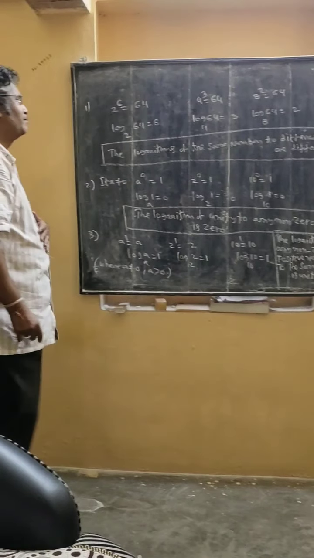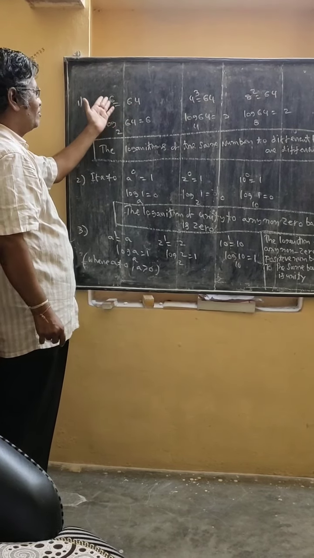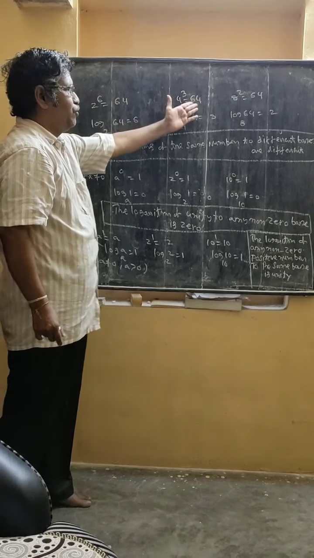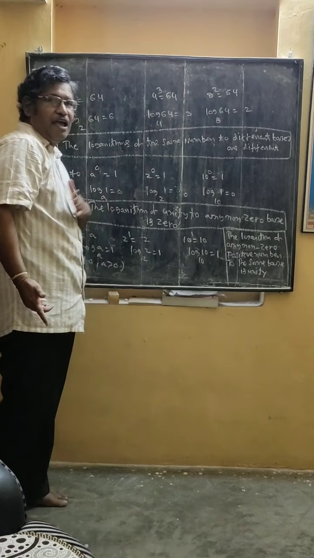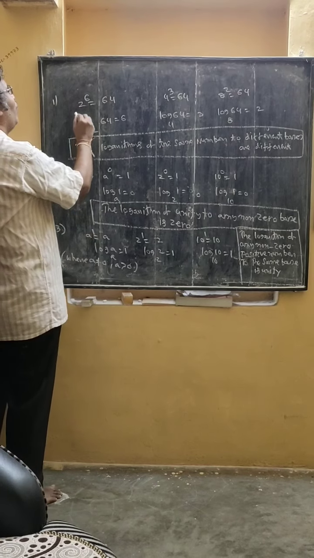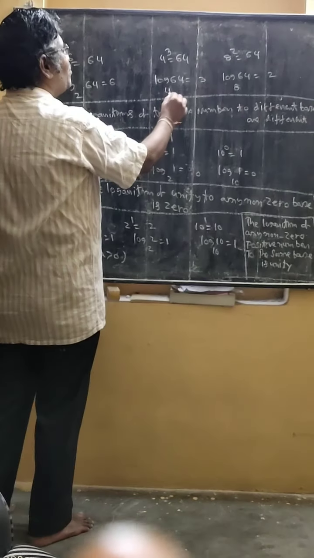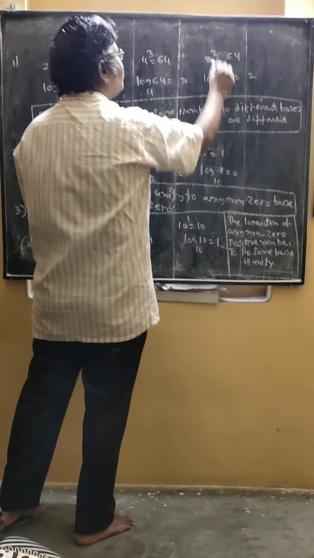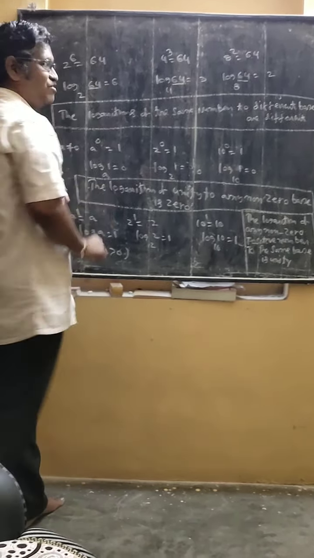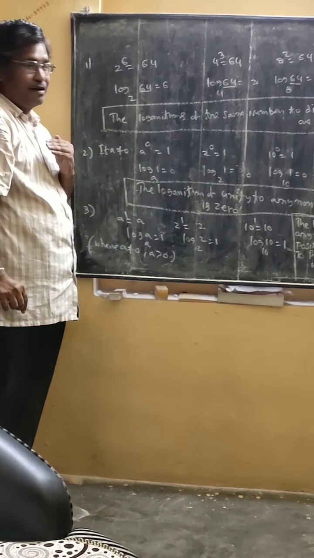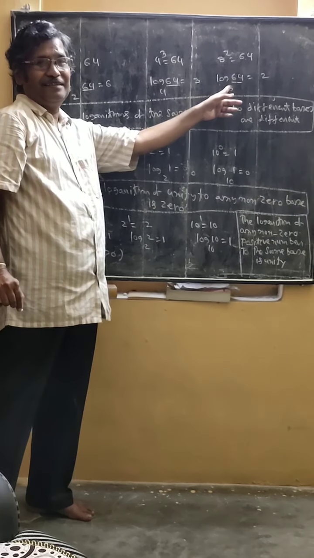Here you see some rows. 2 power 6 is 64, 4 cube is 64, 8 square is 64. They are in exponential form. Convert into logarithmic form. Log 64 to the base 2 is 6. Log 64 to the base 4 is 3. Log 64 to the base 8 is 2. Here also 64, here also 64, here also 64, means logarithm of the same number. What about the bases? Base is 2 here, base is 4, base is 8.